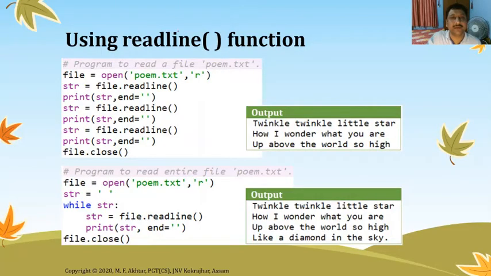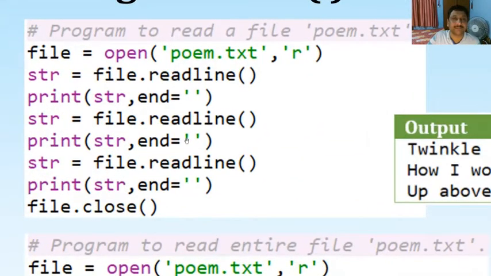Using the readline function. Program to read a file poem.txt. See, the readline function reads one line at a time, and if we mention some value here, then it will read up to that many bytes, up to that many characters. See what we have given here in the program.